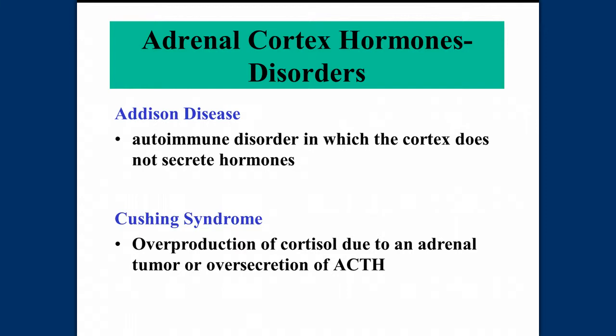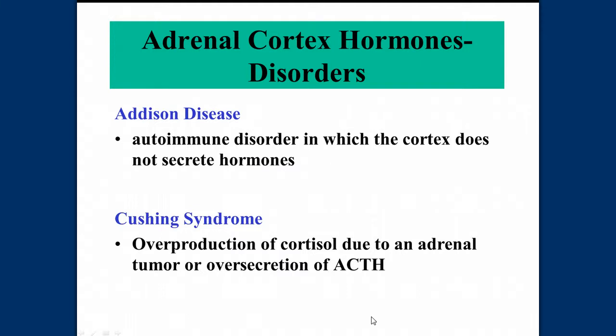Adrenal cortex hormone disorders. Addison's disease is an autoimmune disorder in which the cortex does not secrete hormones. All the hormones we discussed there would be affected, and since it affects the production of the hormones produced by the cortex, it can be lethal within days.